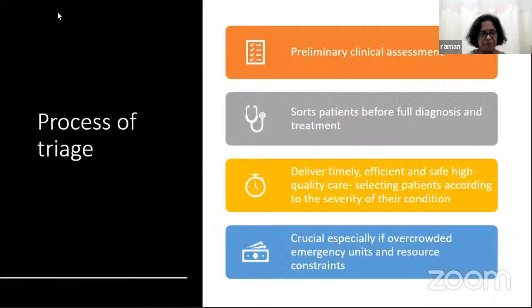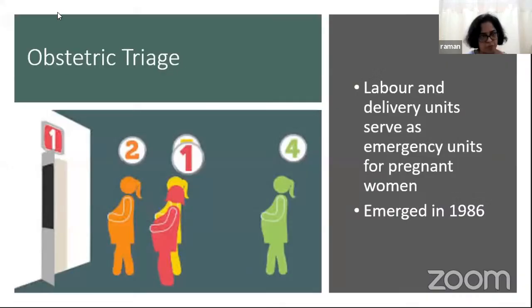So basically, what is triage? It's actually a process. You do a preliminary clinical assessment. You then sort the patients before you actually have a full diagnosis, because once you sort them out, you would know who needs the priority, who needs the care immediately. Based upon the severity, you then deliver the care to them and you hope to improve their outcomes. Especially if there is a contingent situation wherein we are faced with natural calamities, disasters or traumas, or a resource constraint setting, then this becomes very, very important.